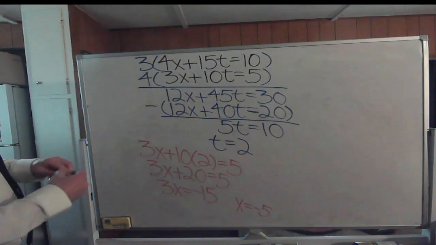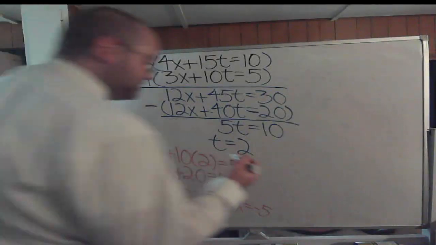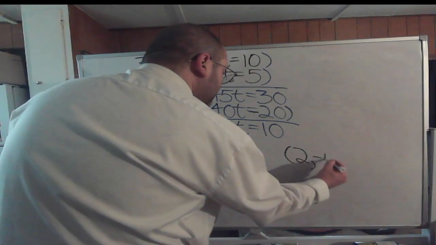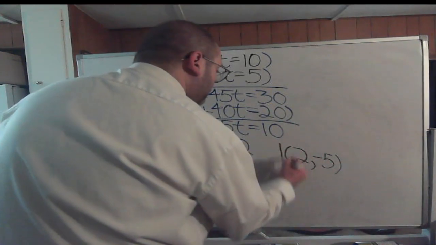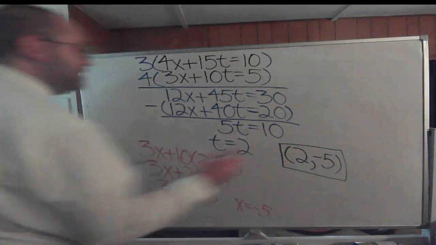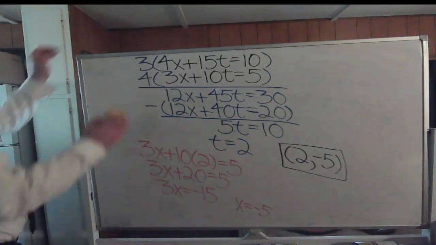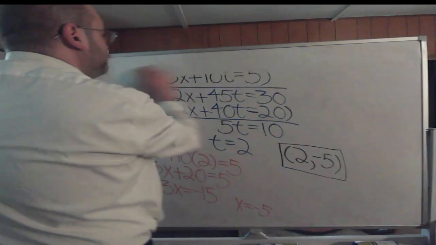But we have to go in alphabetical order. T comes first. So you'll get the ordered pair 2, negative 5 as the ordered pair of your solution. You'll get 2, negative 5. And I only got 2 more problems, then we're done for the day.